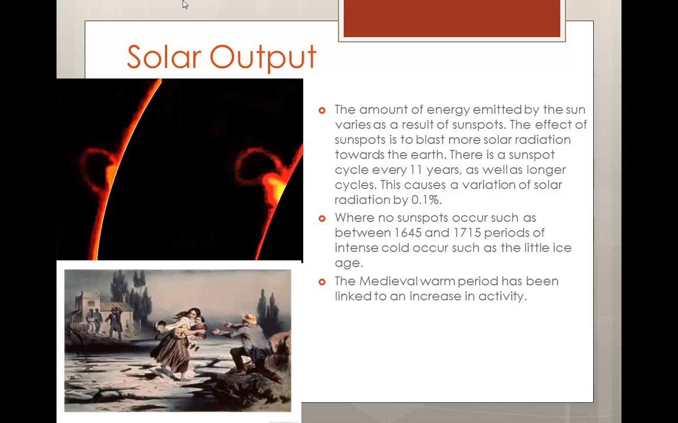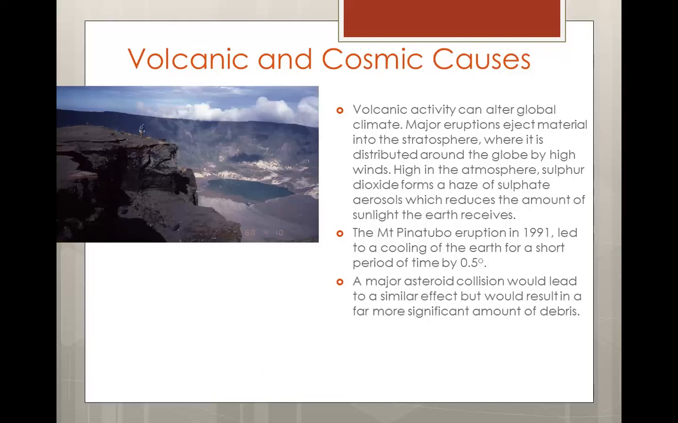Now, our third example is volcanic and cosmic causes. There are 2 major theories on this. One is volcanic eruptions cause temperatures to cool due to the amount of materials which are put into the atmosphere blocking out sunlight. The evidence of this is Mount Pinatubo in '91, which caused the Earth's temperatures to drop by around ½ degree.